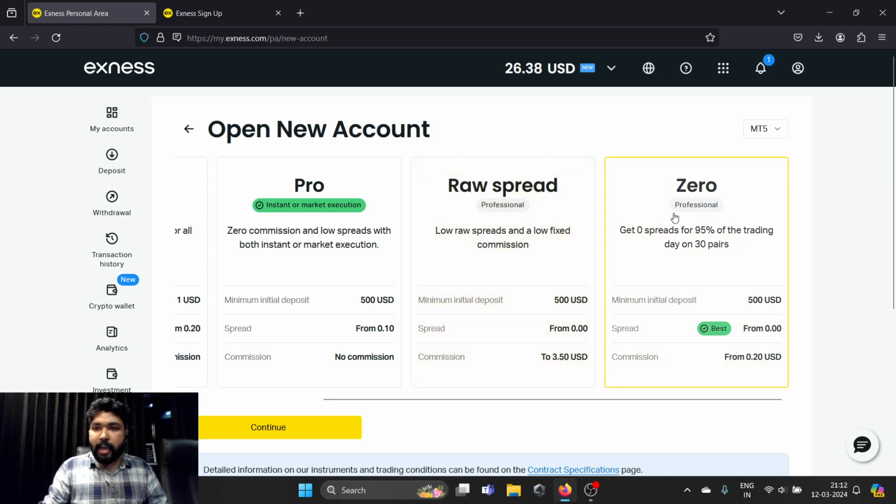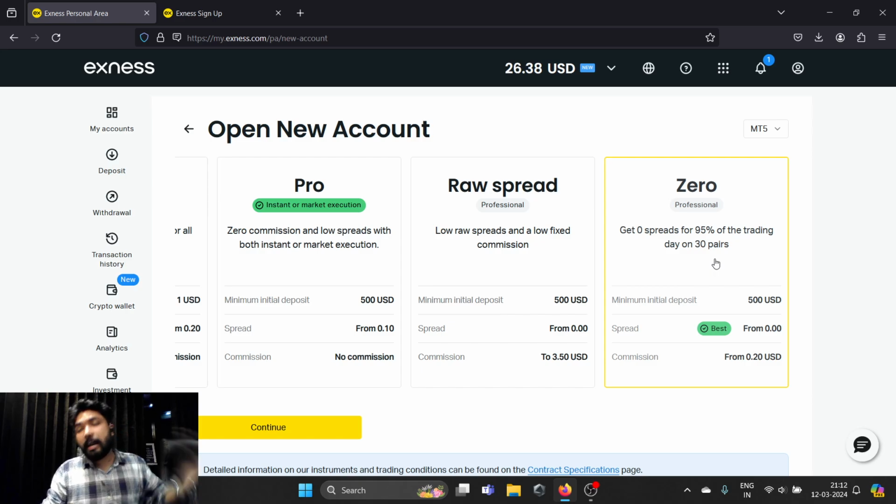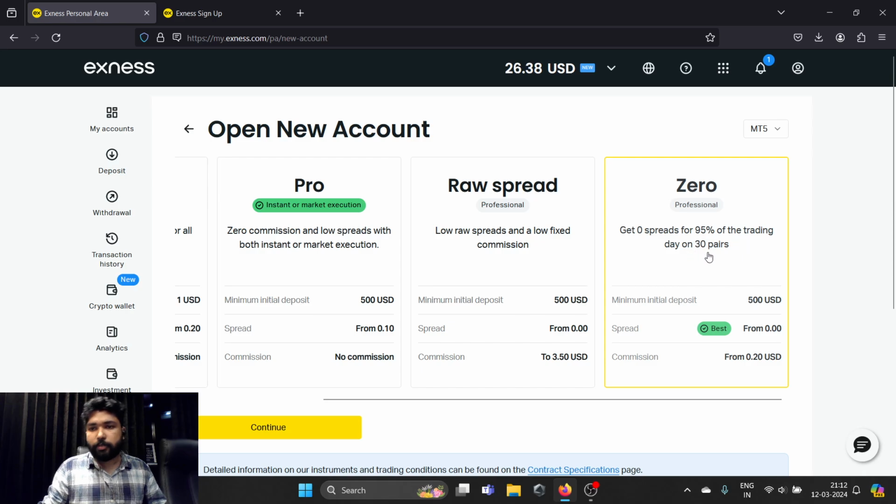It's simple. And here you can go with zero, which is going to get zero spreads for 95% of trading days, on most of the 30 pairs. In these 30 pairs itself, the probability of getting zero spread is much higher on the major currency pairs, not minor, not exotic pairs, but major currency pairs. So there are plenty of options, but always keep your focus on just 2 or 3 major currency pairs, which is always good for your trading journey.